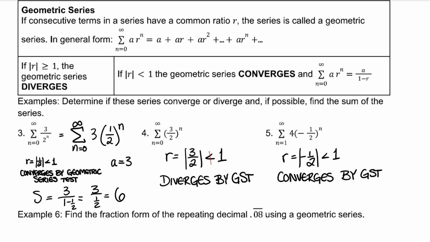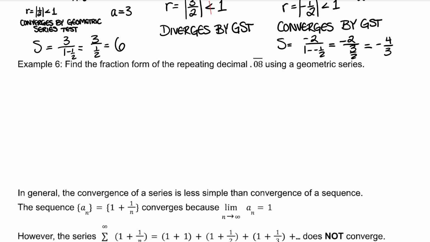So we can find the actual sum here. a would be our first term when we plug in 1. We get -1/2 times 4. So the sum is -2 over 1 minus -1/2, which would make this geometric series converge to -4/3.